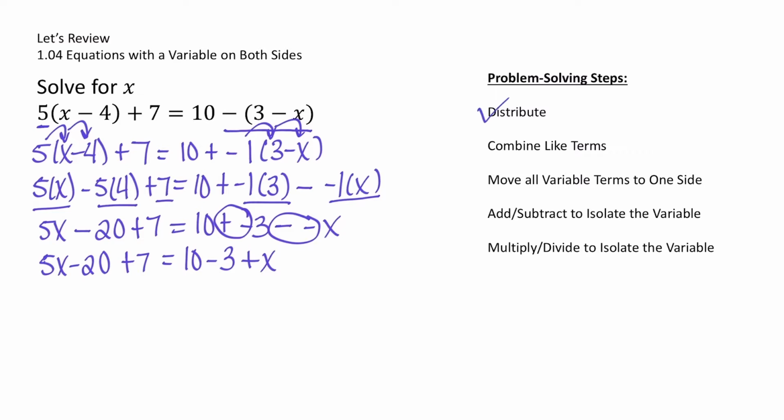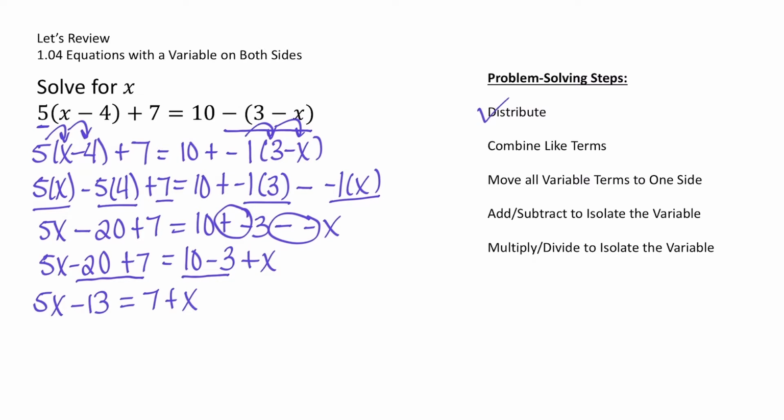So I've done all of that just to distribute. Now I need to combine like terms that I have. So you can see here on the left I have negative 20 and plus 7. On the right I have 10 minus 3. So I'm going to go ahead and combine these terms. So I have 5x minus 20 plus 7 is going to be minus 13. And that equals 10 minus 3, which is 7 plus x.